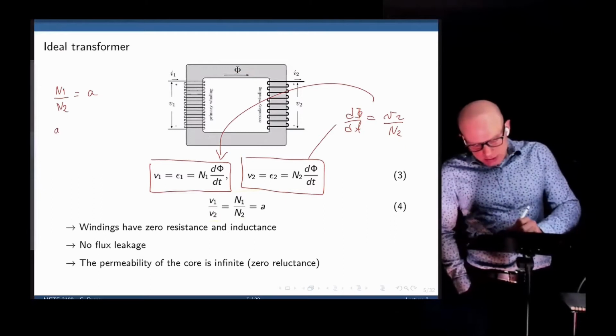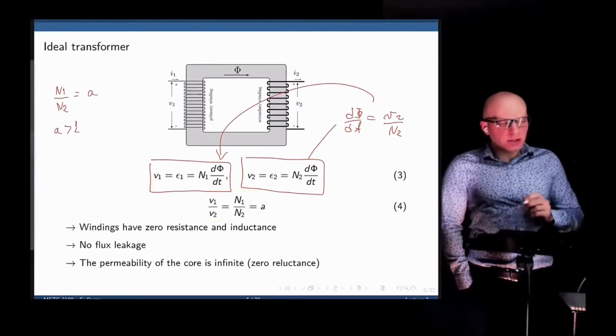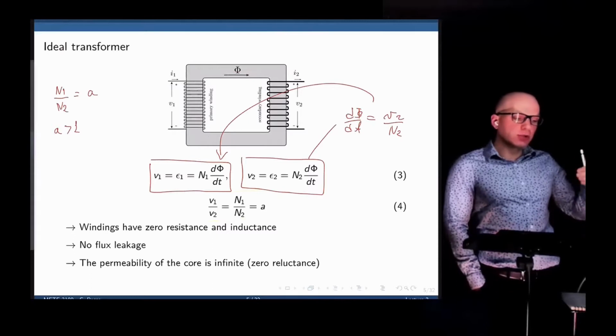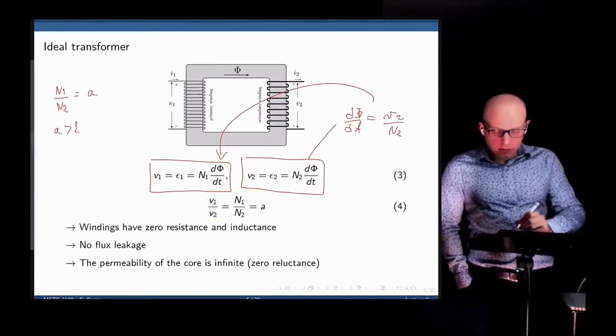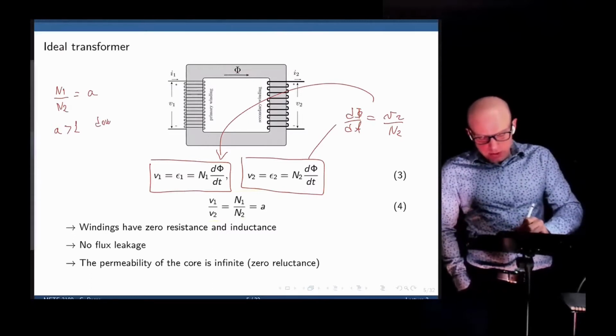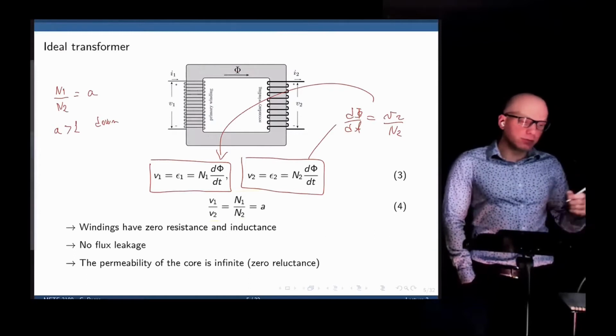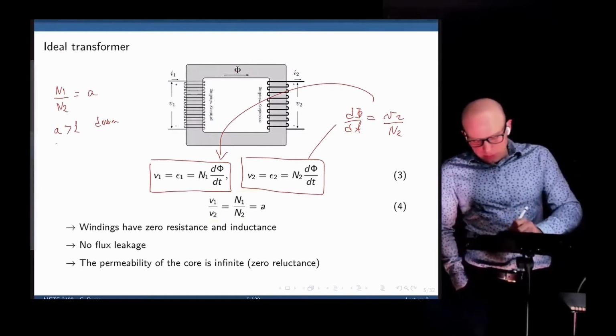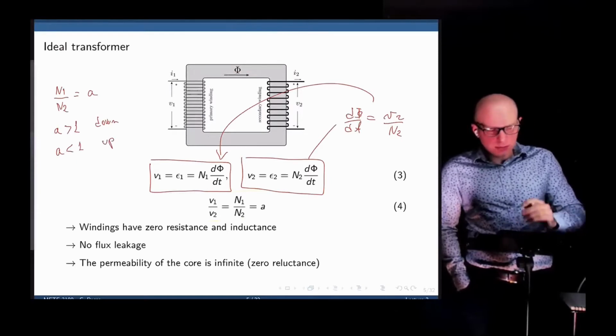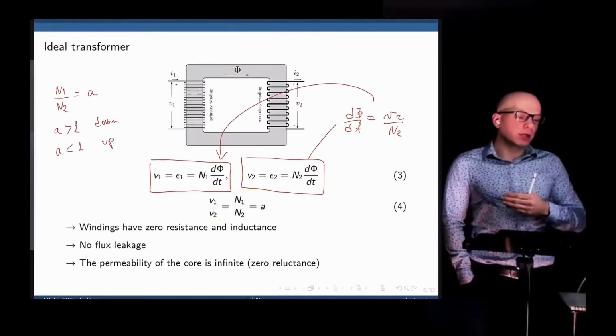If A is greater than 1, then this will step the voltage down. The input voltage will be greater than the output voltage. If A is smaller than 1, then the voltage in the output goes up compared to the input.